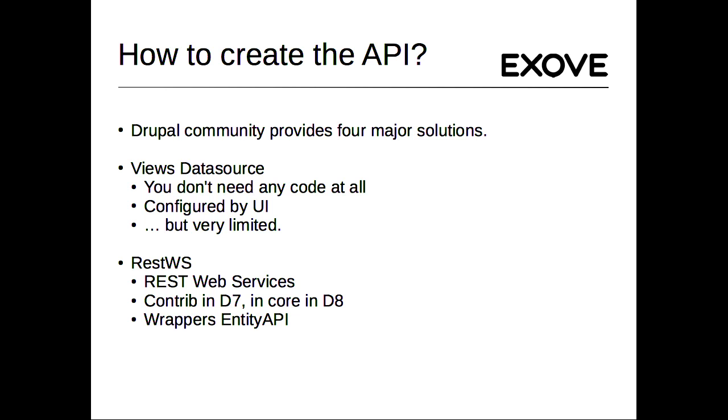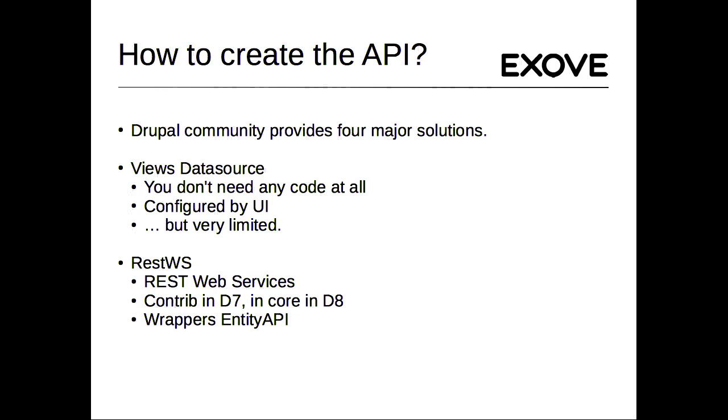So, continuing: how can we create an API in Drupal? Well, Drupal provides basically four solutions. As really good open source software, you have several things to choose from. We are going to go from the basic one to the more complex one, or the one where you can do more things easily. Okay, the first one is Views Data Source.